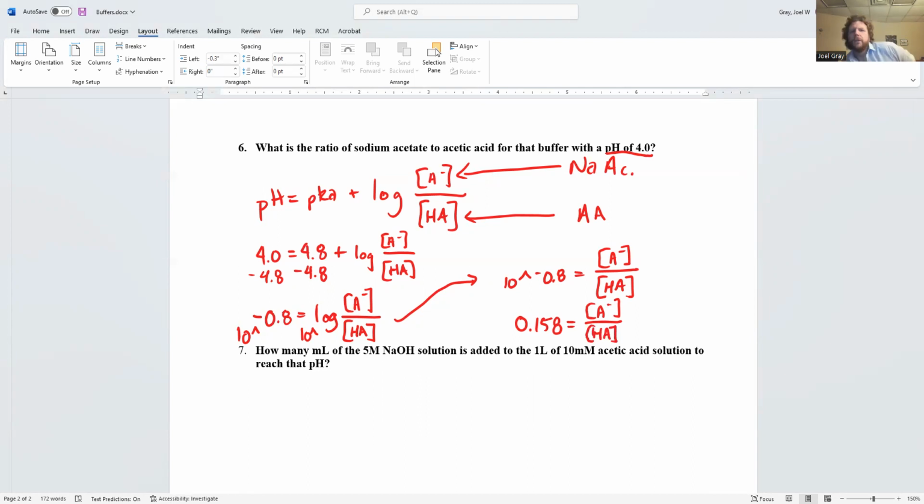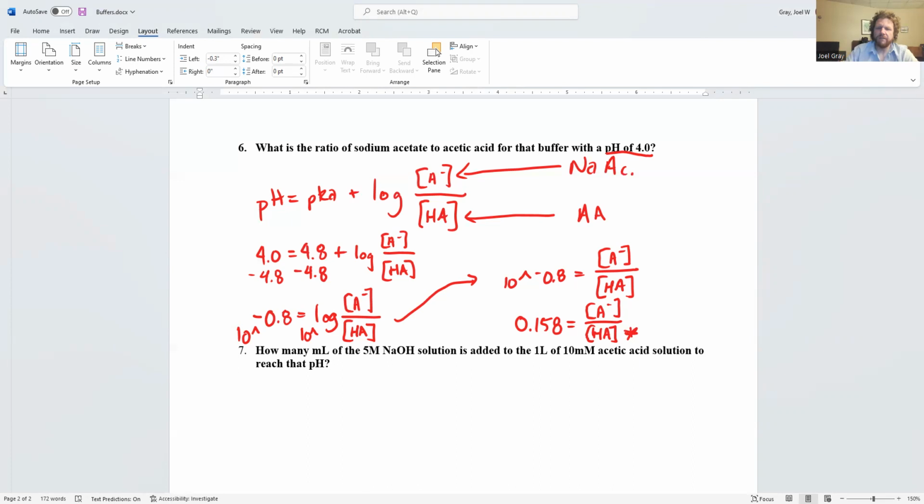Question number 6 just asks me for a ratio: what is the ratio of the concentration of A minus to HA? What that is telling me confirms what I already know, and that is that the protonated form, the acetic acid, is favored over the sodium acetate.